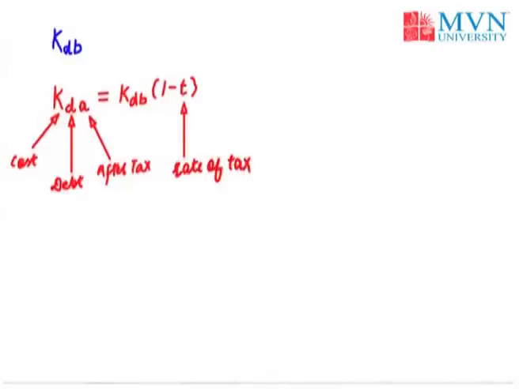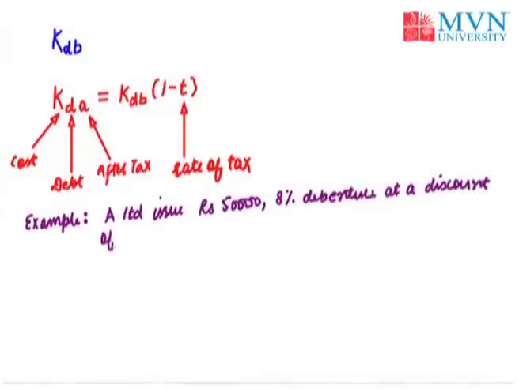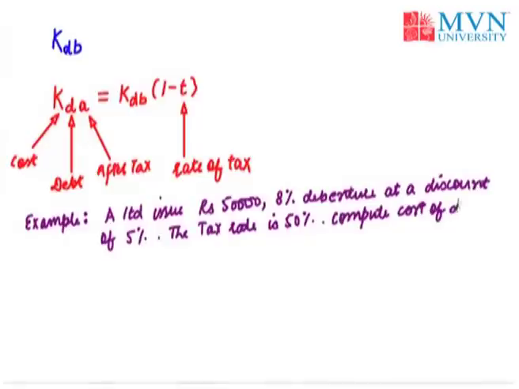Now let's take an example to make cost of debt more clear to you. Let us suppose that a company A Limited issues rupees 50,000 8% debenture at a discount of 5%, and the tax rate applicable is 50%. We need to compute the cost of debt capital. Now in this question, the interest on this debt is 8% of 50,000, which equals 4,000.